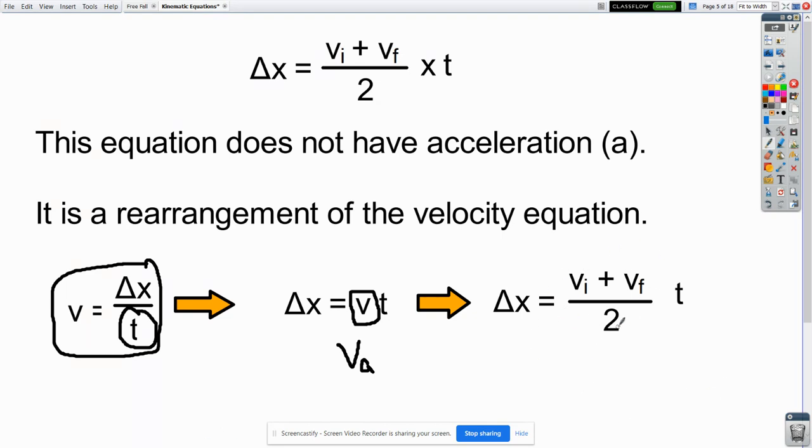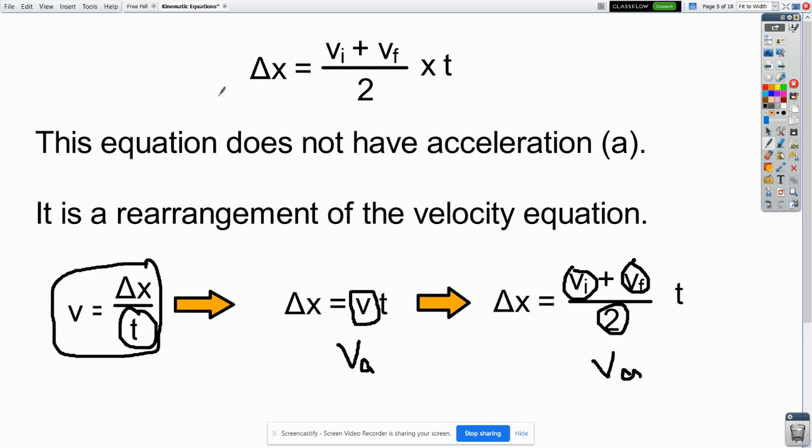That is what this is. We have two velocities that we're adding together, Vi and Vf, and because there's two of them, we divide by 2. Basically, this is also Vavg. This is another way of finding an average velocity. Add your initial and your final together and divide by 2.